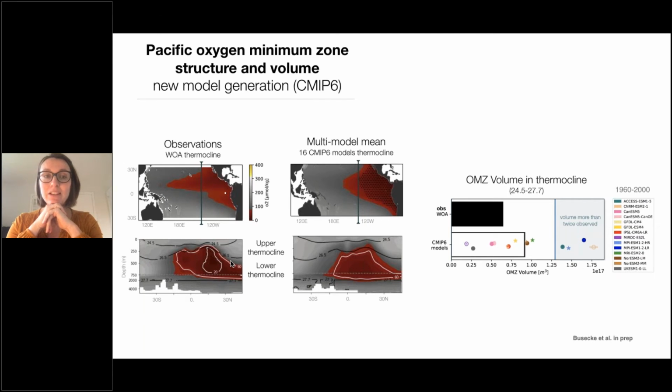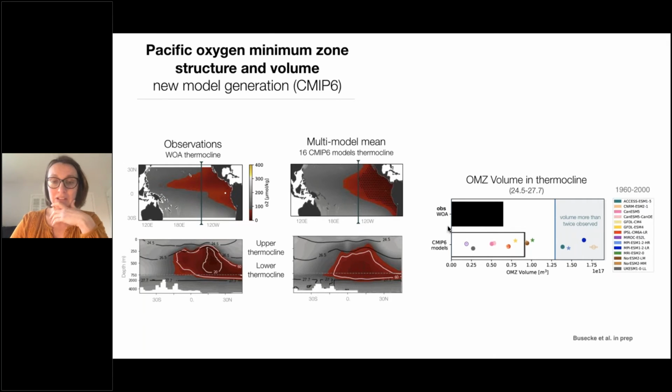For CMIP6, the new model generation, we have about 16 models right now that have oxygen. And here I'm showing the structure of the Pacific oxygen minimum zone, with observations on the left and the mean of those 16 models on the right. This is the mean over the full thermocline, not a depth slice. You see they visually reproduce roughly the extent of the observed oxygen minimum zone, and they also cover the upper and lower thermocline mostly.